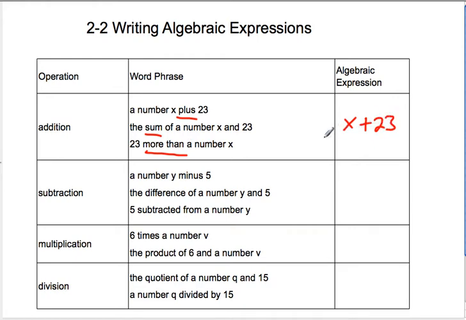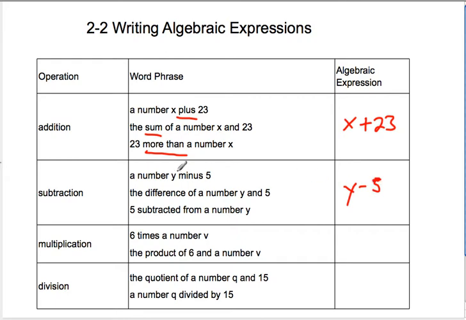Now, that doesn't really matter in addition because you can flip addition and it won't change anything, but with subtraction it is going to be a problem, so you have to make sure you put these in the correct order. For subtraction, a number y minus 5 makes a lot of sense. Y minus 5.